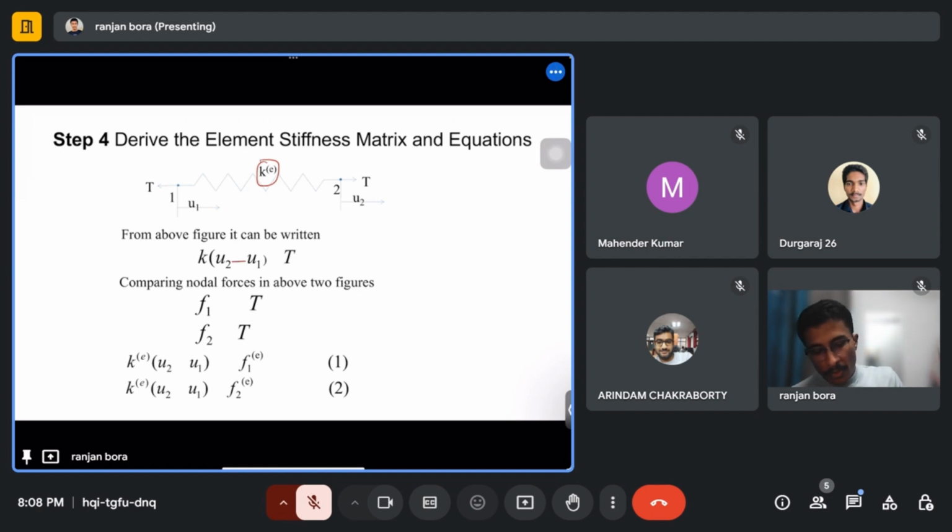Okay, so we have seen this equation K(U2 minus U1) equal to T, and comparing nodal forces, what will be F1? See, F1 was in this direction, right? So F1 will be minus T and F2 will be T, because F2 was in this direction. So now K(U2 minus U1) equal to minus F1, and K(U2 minus U1) equal to F2.